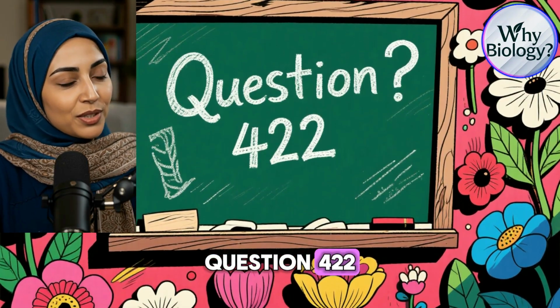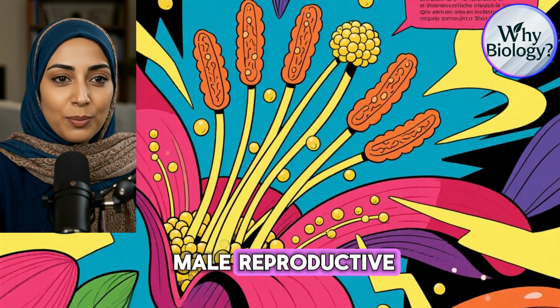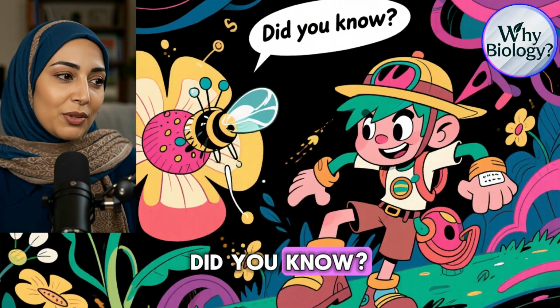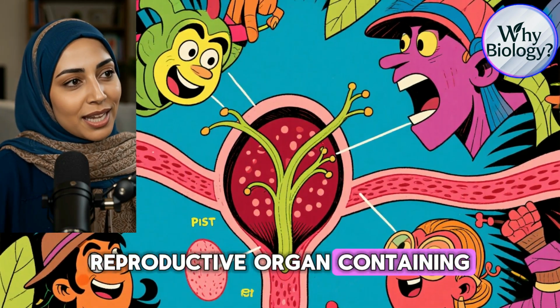Question 422. Did you know? What is the stamen? The stamen is the male reproductive organ containing pollen. Question 423. Did you know? What is the pistil? The pistil is the female reproductive organ containing the ovary.